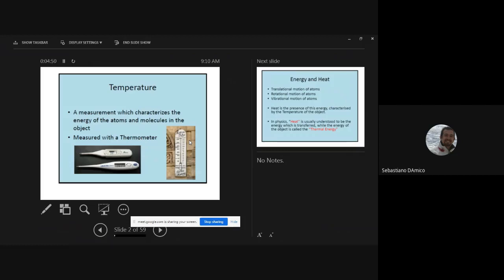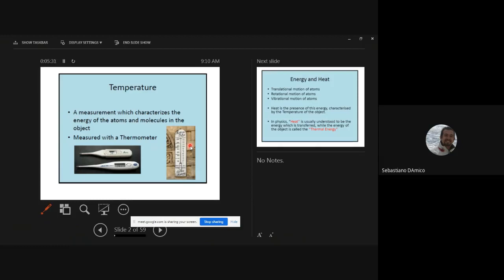Let's start with this concept: temperature. It's something that is measured by a thermometer. And this is the classical thermometer. Now we are not used to seeing those anymore, I guess, because we are used to the thermoscanner that we use to measure our body temperature every morning, even here.